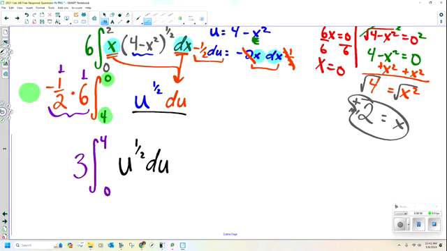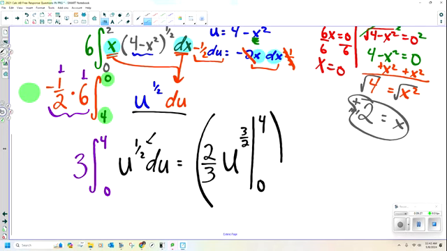Well, that's easy. I just add 1 to my exponent: u to the 3/2, since 1/2 plus 1 is 3/2. And I divide by that new exponent. You are in calculus, so you should know that when I divide by a fraction, it's like multiplying by the reciprocal. I want this from 4 to 0. And let's not forget, I still have to multiply it by my 3.